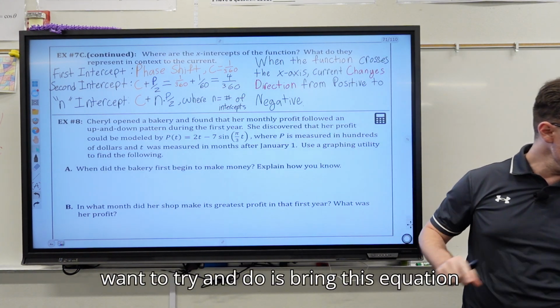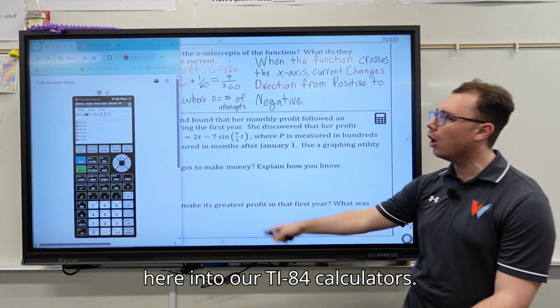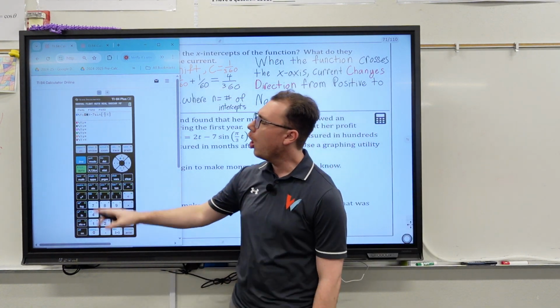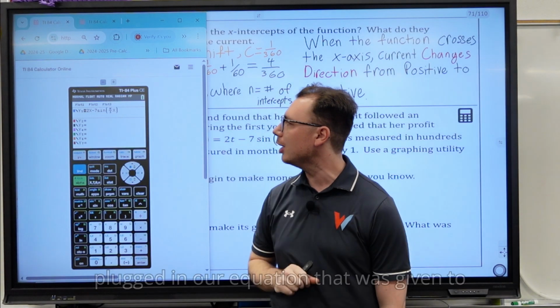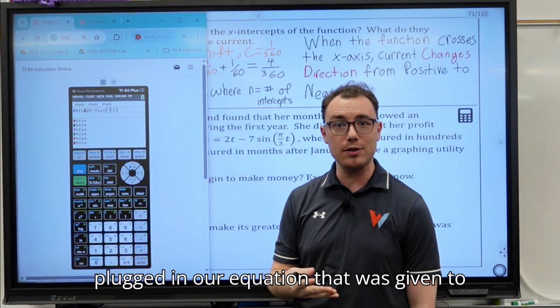First thing we want to do is bring this equation into our TI-84 calculators. All I've done is grab this TI-84 calculator, hit Y equals, and plug in the equation that was given to us.